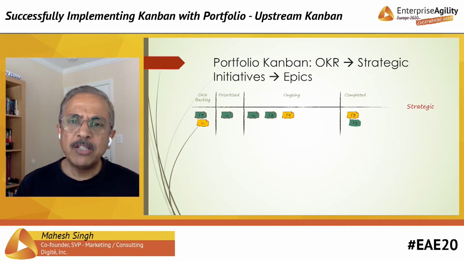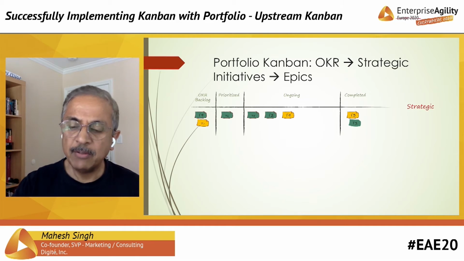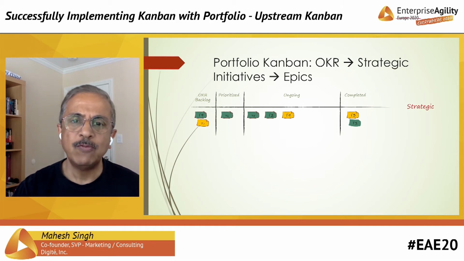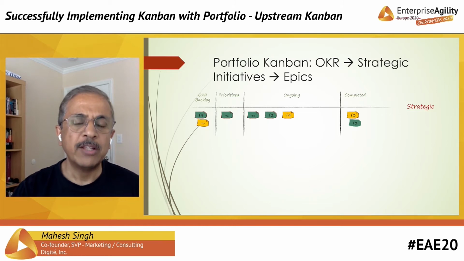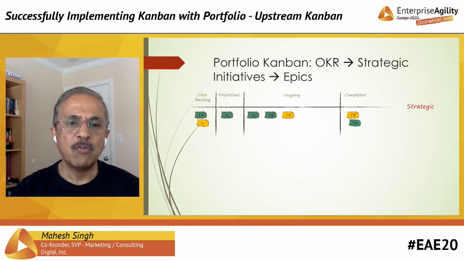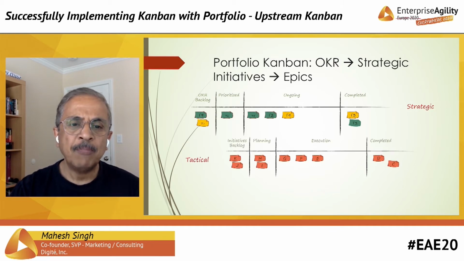So a Kanban system that tracks the OKRs and then expands them into strategic initiatives that are done to meet or achieve those OKRs. And then those strategic initiatives are broken down into epics that are there to execute the initiatives. So at the top level, you might have a Kanban board that tracks the OKRs in terms of a backlog and then the workflow that it goes through.